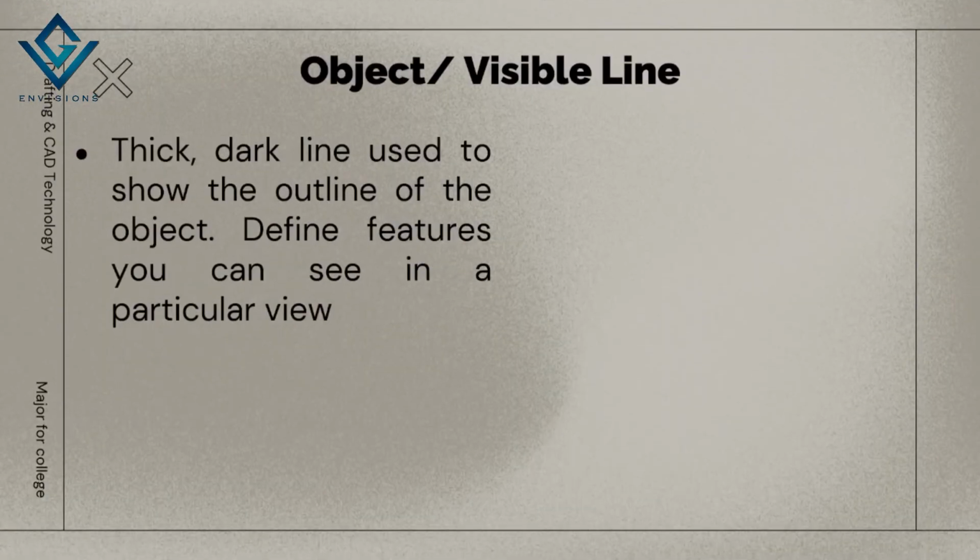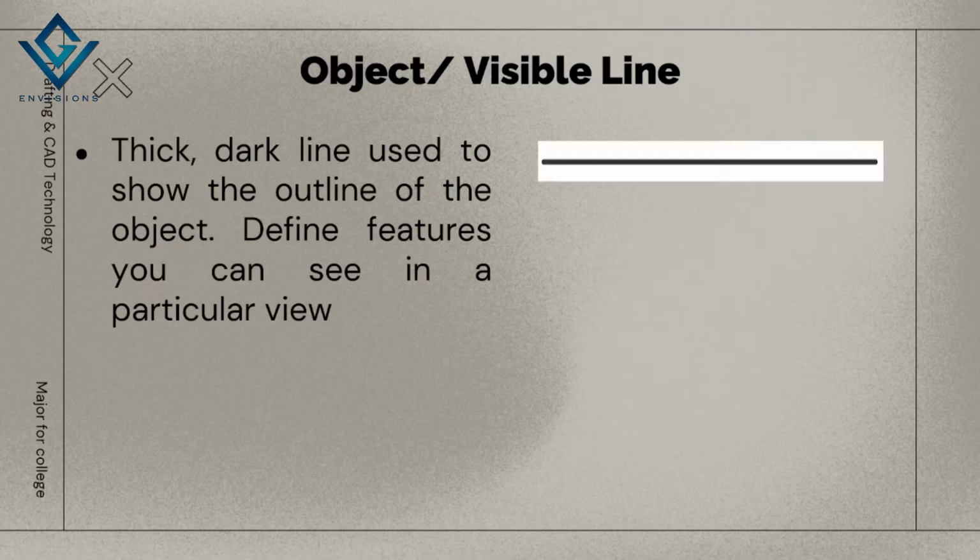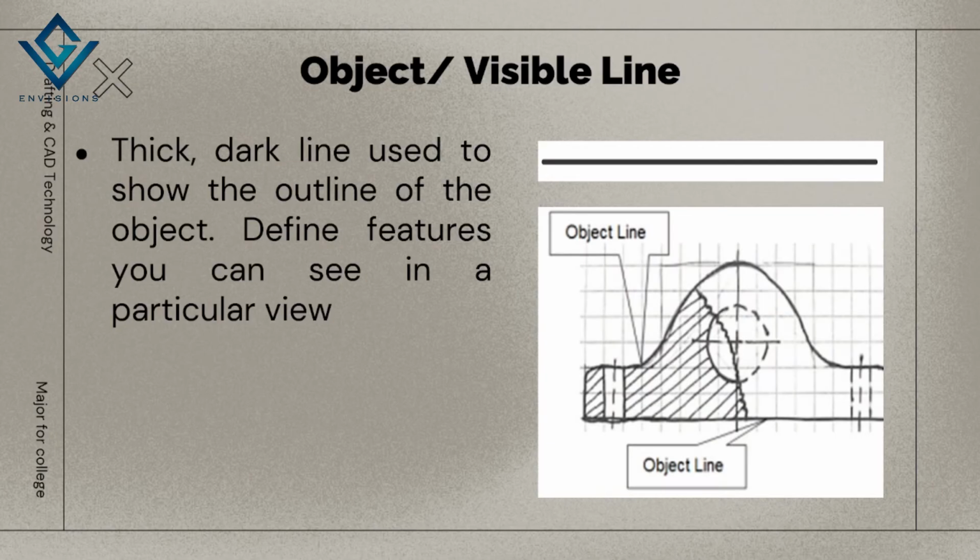So first, we have the object or the visible line. The object or visible line is a thick dark line used to show the outline of the object and define features you can see in a particular view. For example, this one. It's just a straight horizontal or vertical line that is thick or dark and indicates a certain drawing. As you can see here, the object line is a visible line that indicates a certain object.